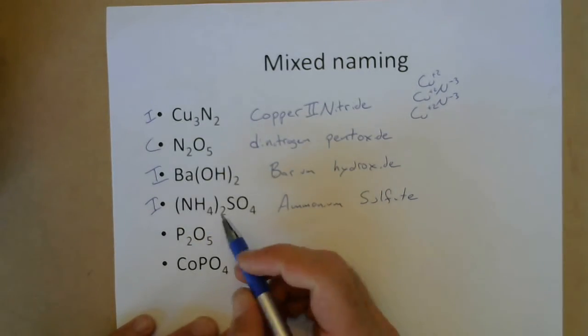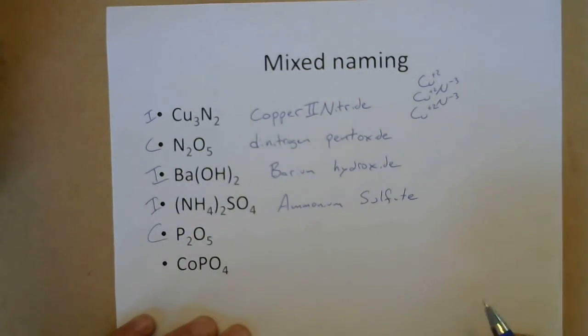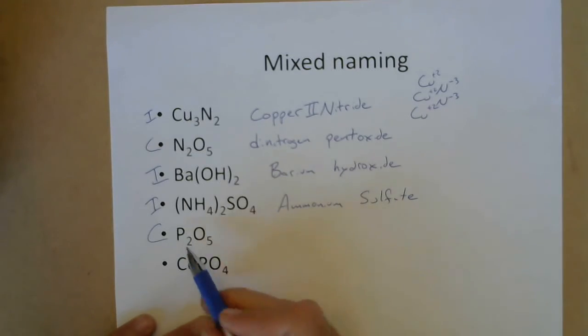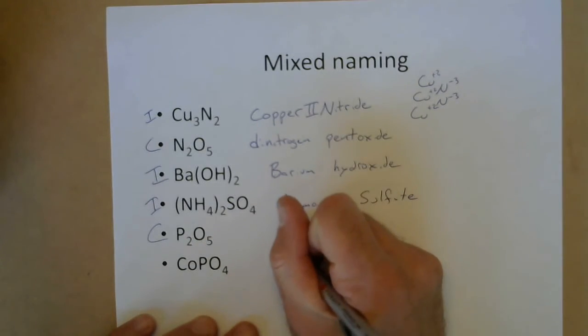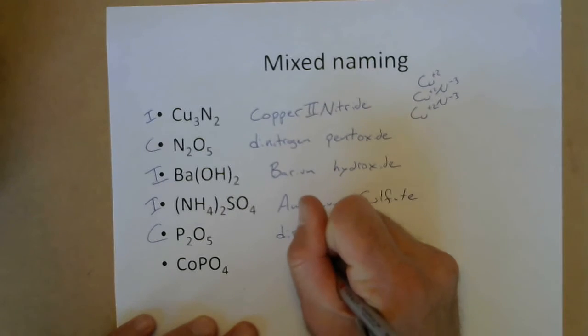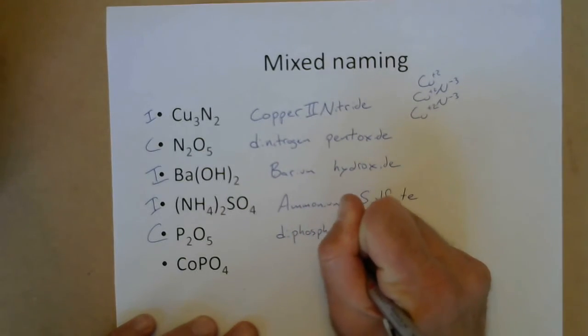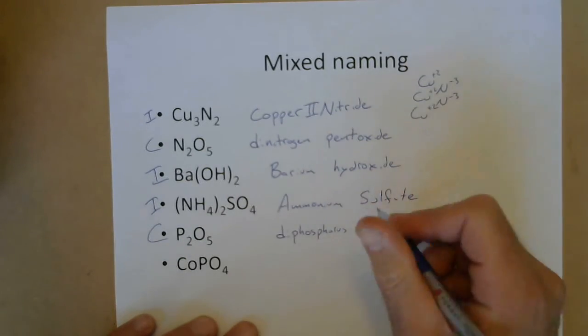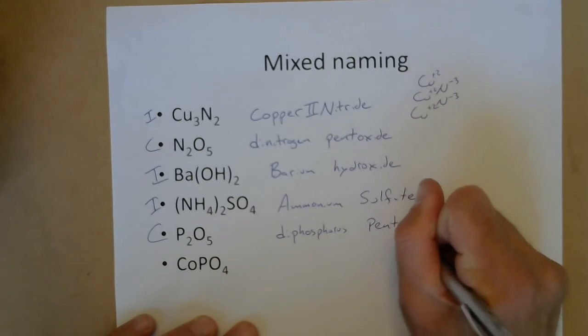2 phosphorus and 5 oxygen. So phosphorus and oxygen, both nonmetals. Here's a covalent compound. We'll name it using the prefixes that we've just learned in this video. So diphosphorus. And then 5 oxygens, pentoxide.